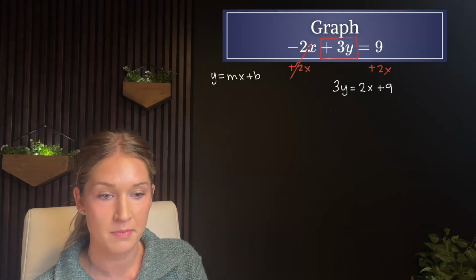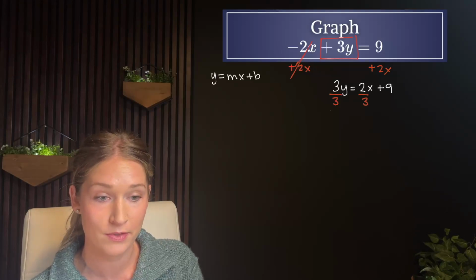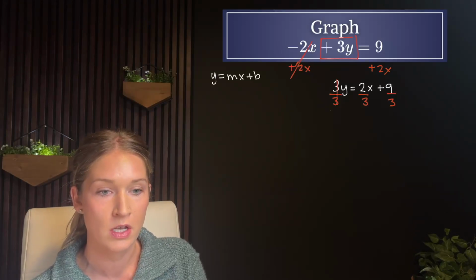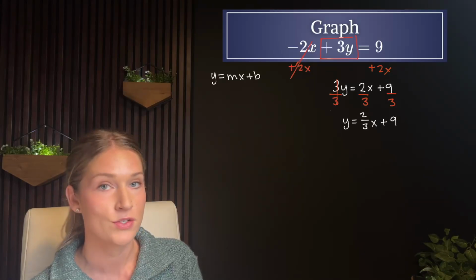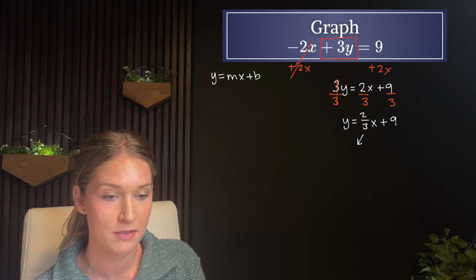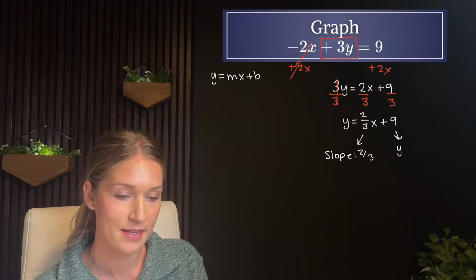Then I divide by 3, and when you multiply or divide when you're solving, you need to do it to everything on both sides of the equation. So I divide all of the pieces, leaving me with 2/3 x plus 9. So now I have my y equals mx plus b form. I know that my slope is 2/3, and my y-intercept is 9.